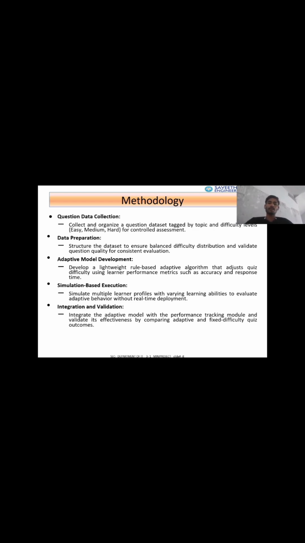Next, the adaptive logic is developed, and a simple rule-based algorithm is used to evaluate the performance of each and every student. Once the adaptive logic is ready, different learner profiles are simulated. Each simulated learner has a different accuracy level and response speed. This helps in testing how the system behaves with different learners, such as fast learners and slow learners. Finally, the adaptive quiz results are compared with the traditional static quiz system. This comparison helps in understanding whether adaptive learning improves learning efficiency and reduces frustration. Next, we move to the system architecture.